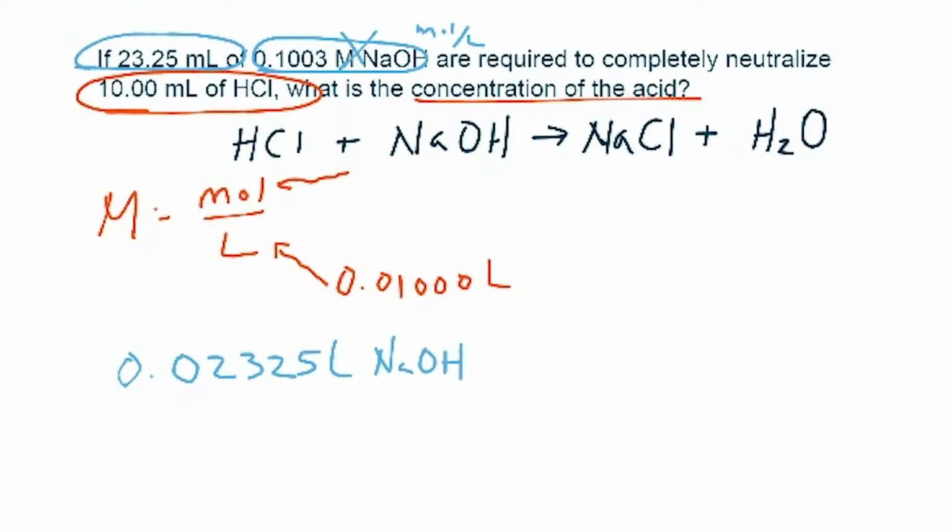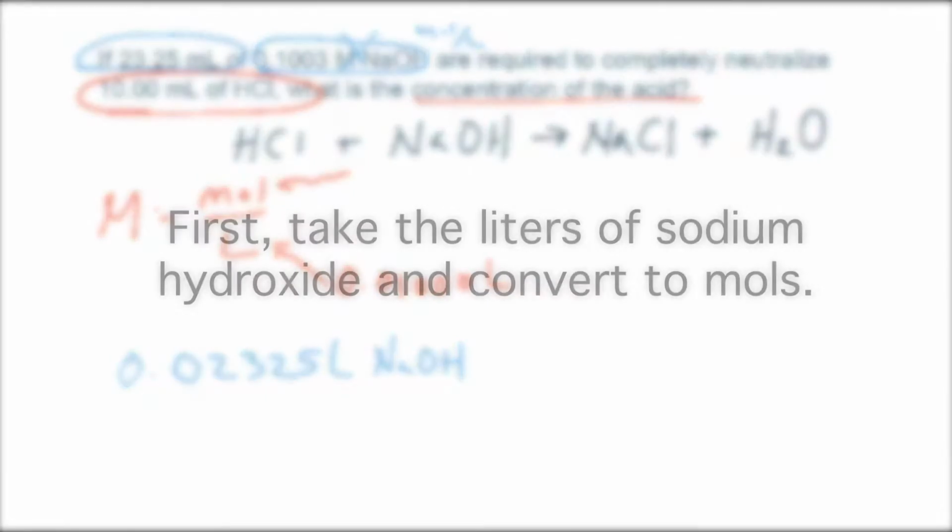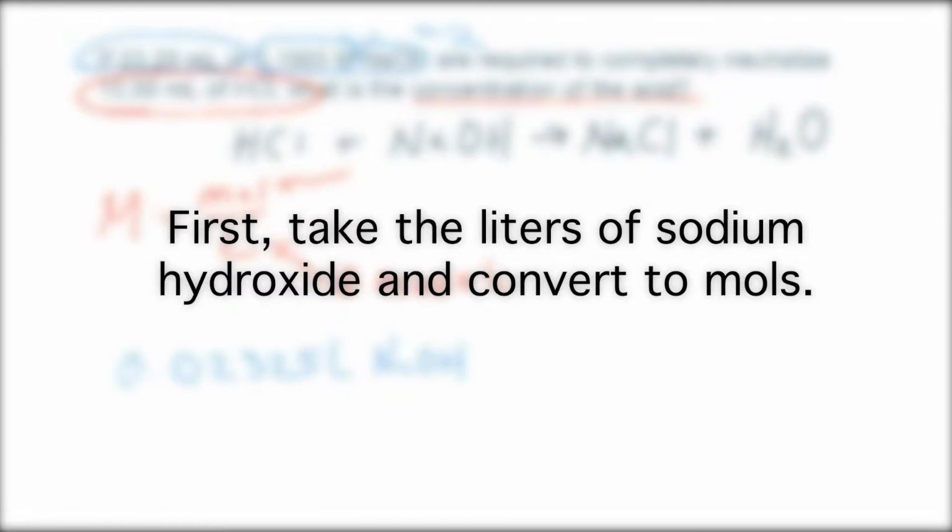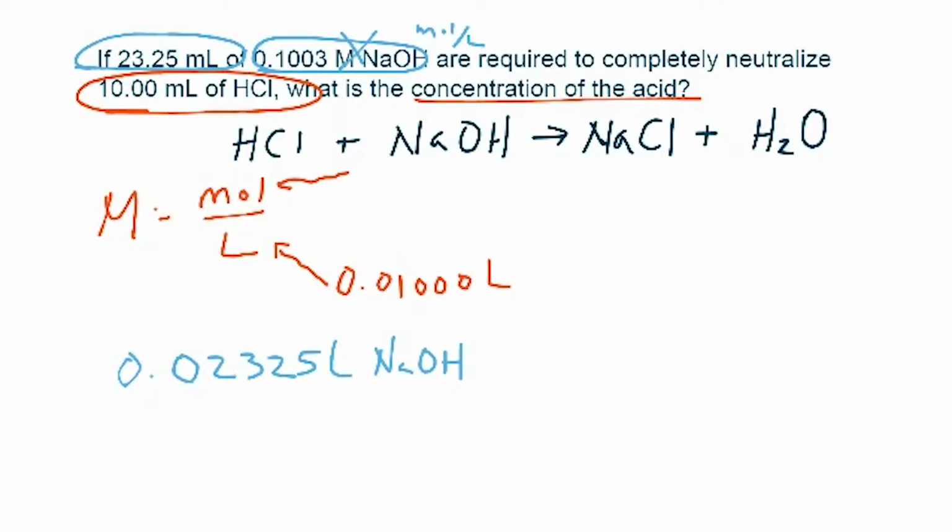And I'm after moles of hydrochloric acid, so of course we know the only bridge that relates the amount of one reactant or product to another in a chemical reaction is the mole ratio. So my first step is going to be to take the liters of sodium hydroxide and convert that into moles. And what converts from liters of a solution to moles? That's the molarity. So I'm going to go ahead and use my molarity. I need liters on the bottom to cancel.